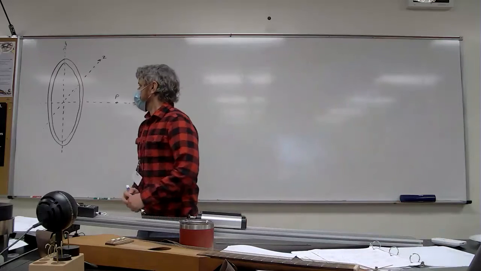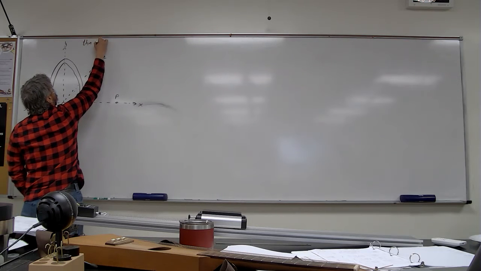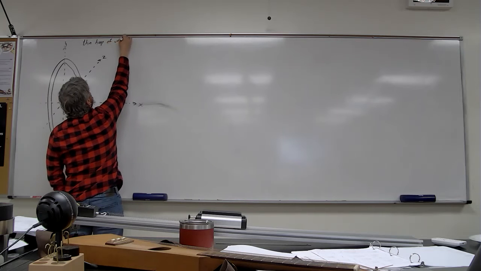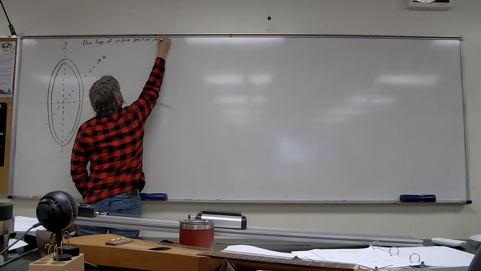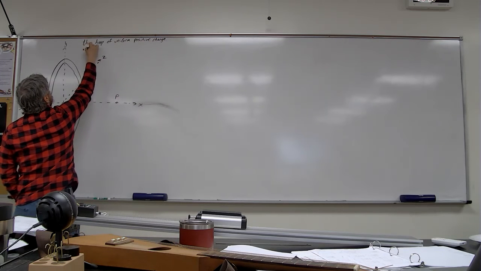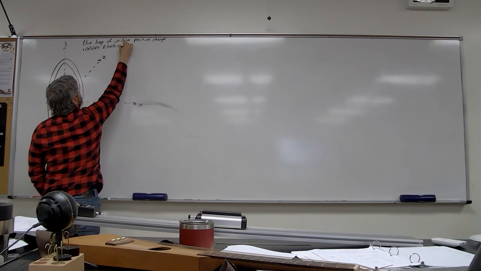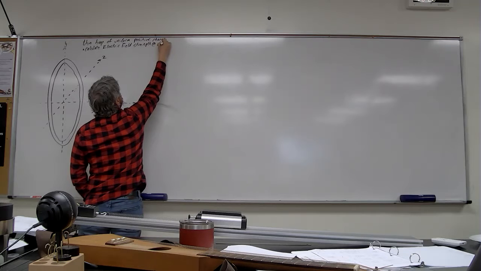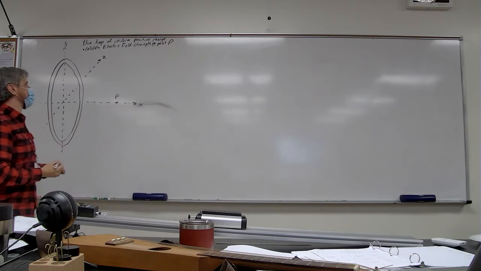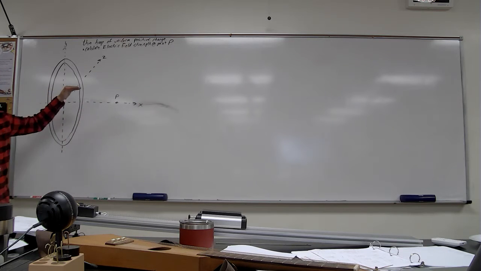Okay. So here we have a thin hoop of uniform positive charge. And we want to calculate the electric field strength at point P. And I'll tell you right now, in this class, this axis is the only place that we'd actually be able to calculate the electric field strength on.